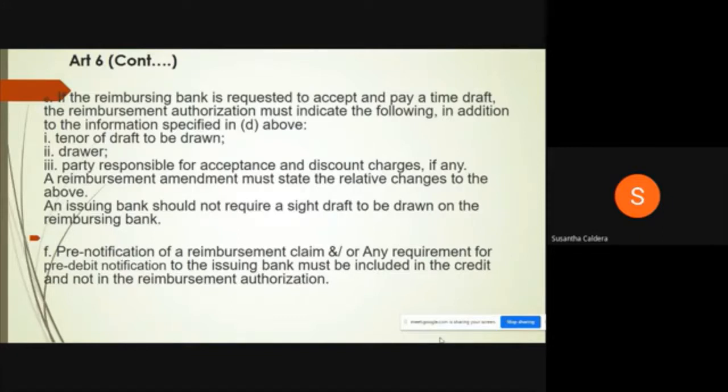Why those people are putting a clause like that is because they are not 100% sure about the claiming bank. That is why they are putting those conditions. Now, in the first instance, if you are not happy with the integrity of the claiming bank, then we should not give any reimbursement authorization. In simple terms. Right.